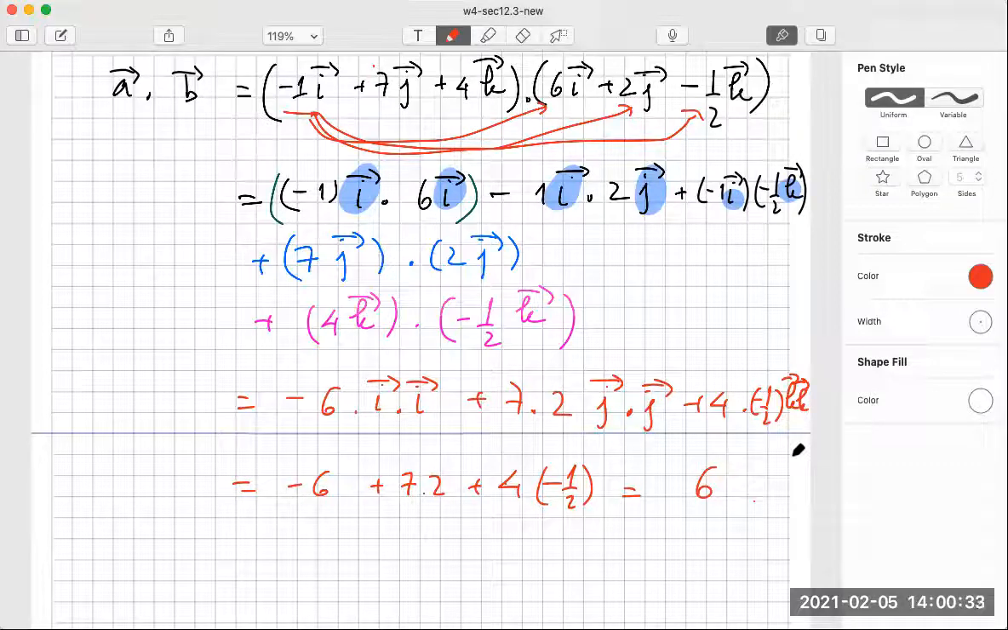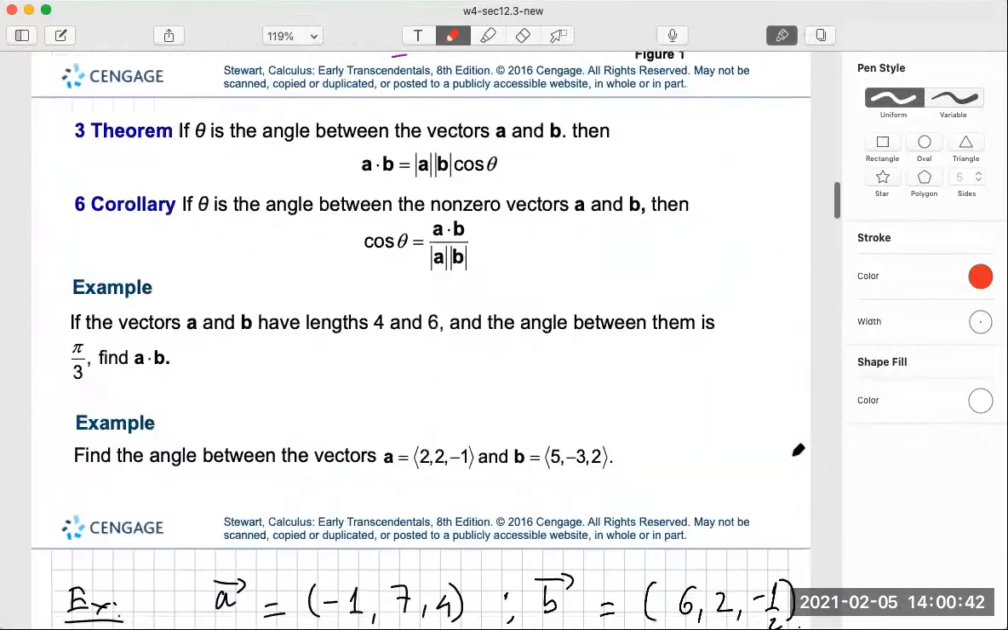So, is that okay up to this point? Yes. Then let us do some more examples here.